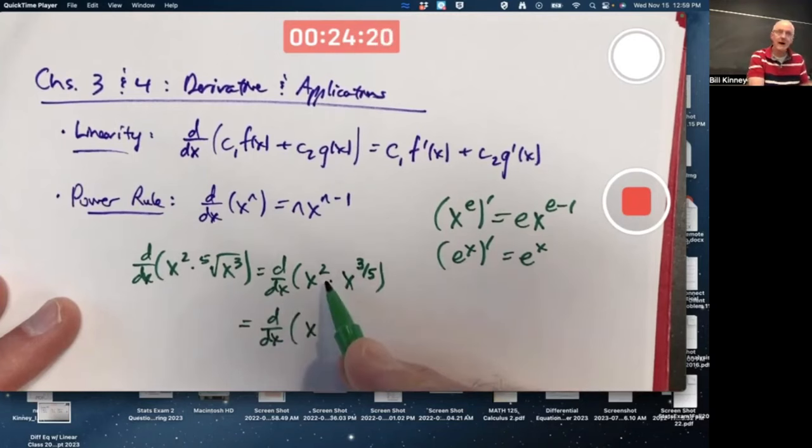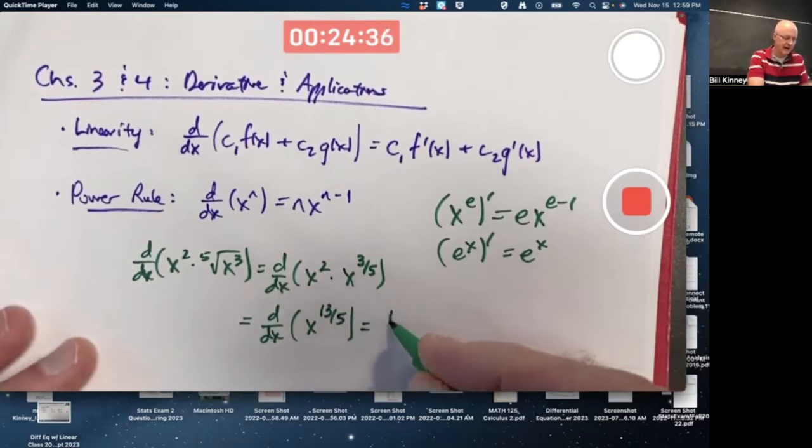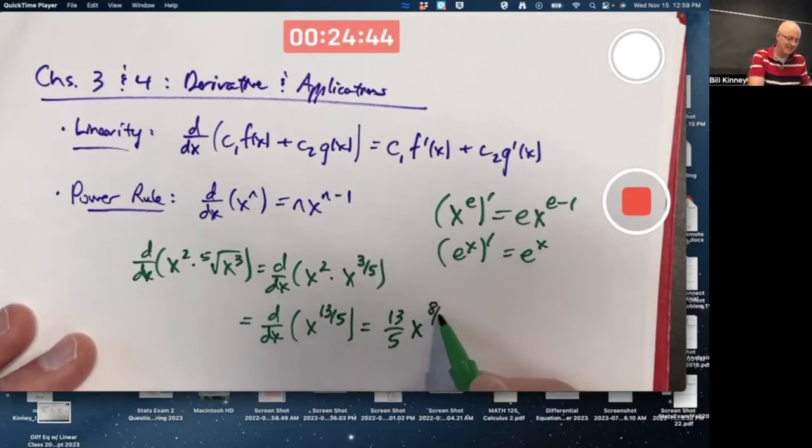2, getting a common denominator of 5, is the same as 10/5. 10/5 plus 3/5 is 13/5. Or what would that be? 2.6 if you prefer, though you should feel comfortable with fractions. Bring that power down, 13/5 x. Subtract 1, 13/5 minus 5/5 is 8/5. There's the answer. There's one way to write the answer.